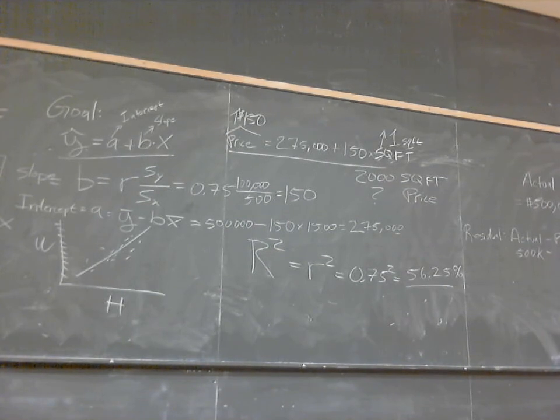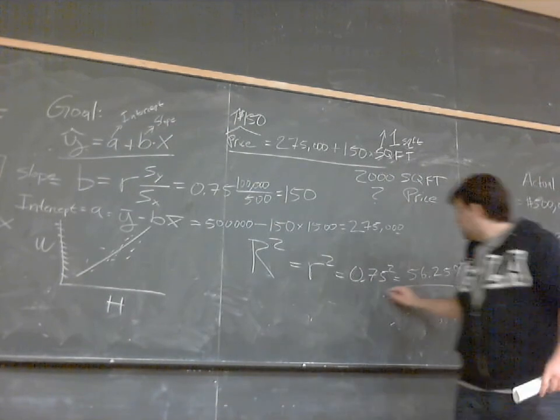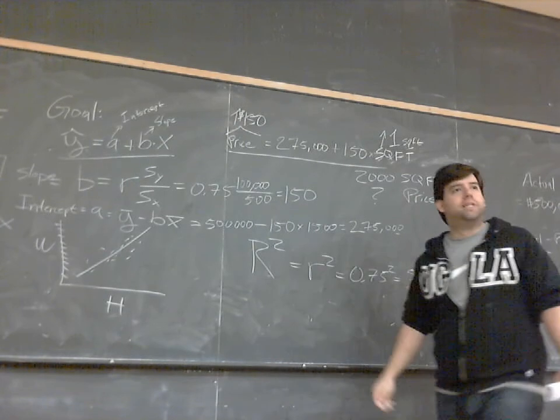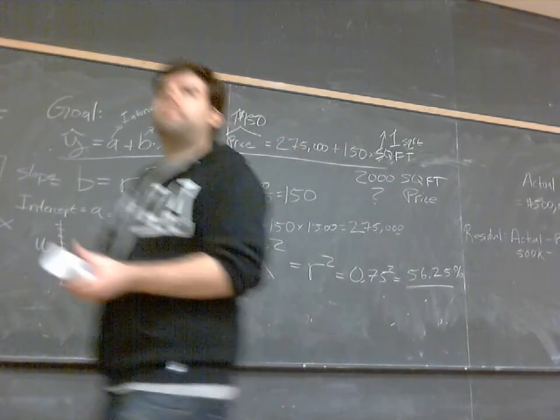Other questions? So the R square is pretty much the portion explained. Yes, that's exactly what it is. It's the proportion or percentage of the variability in Y explained by X.